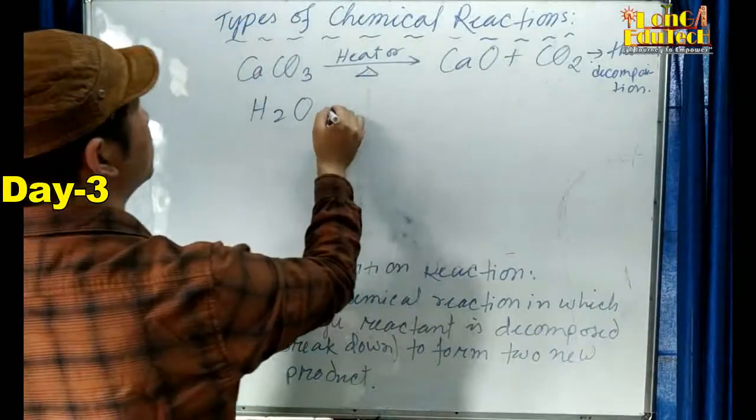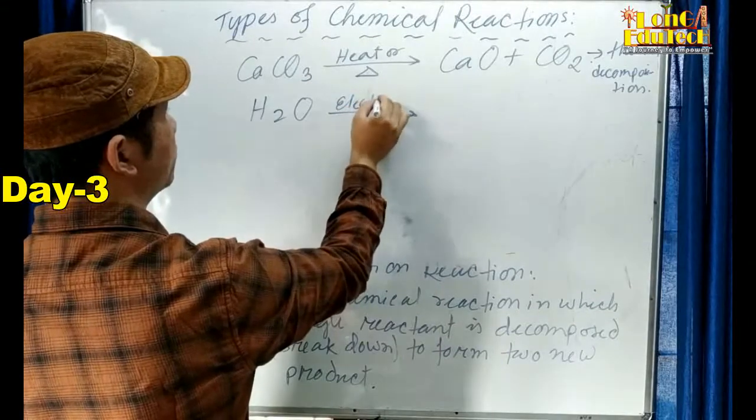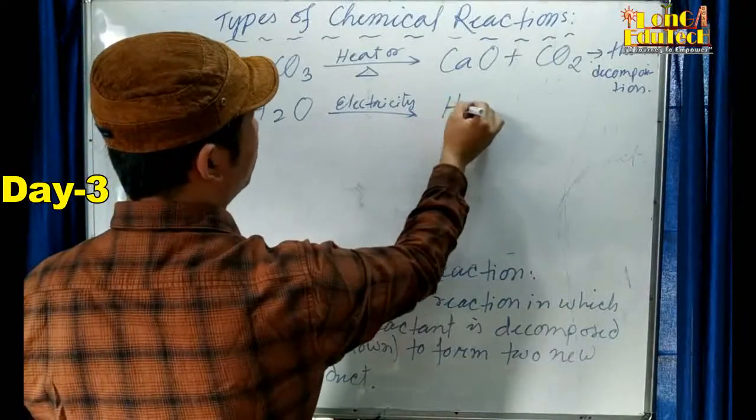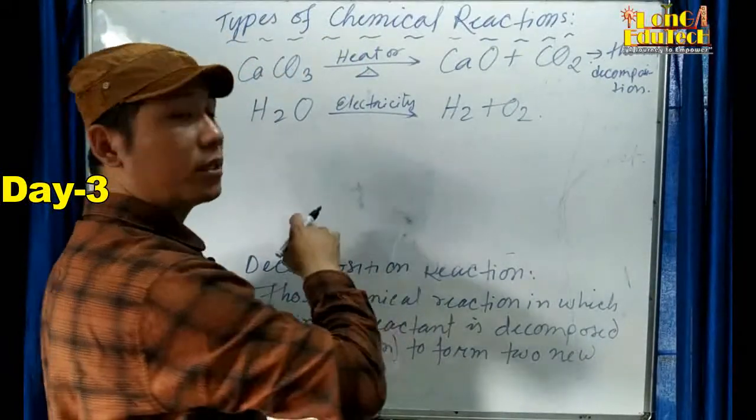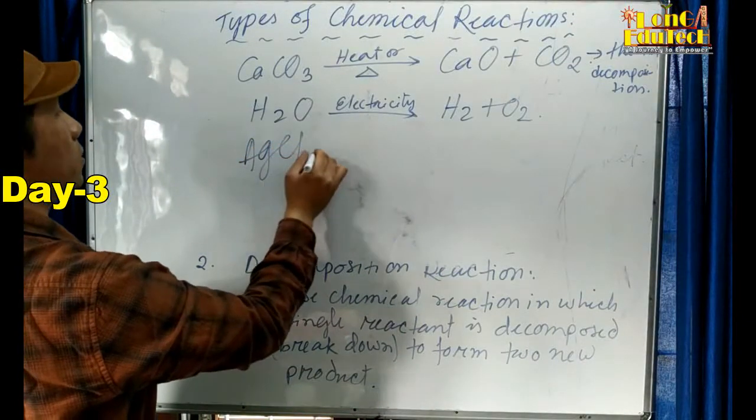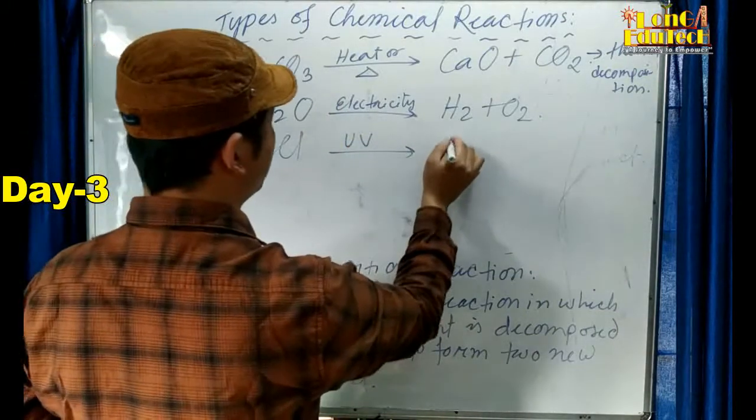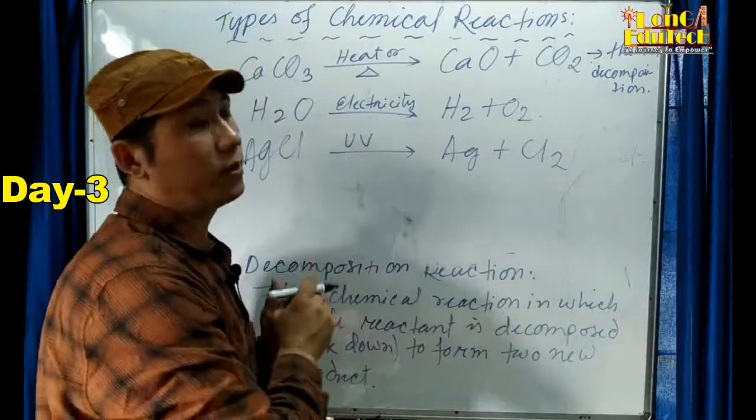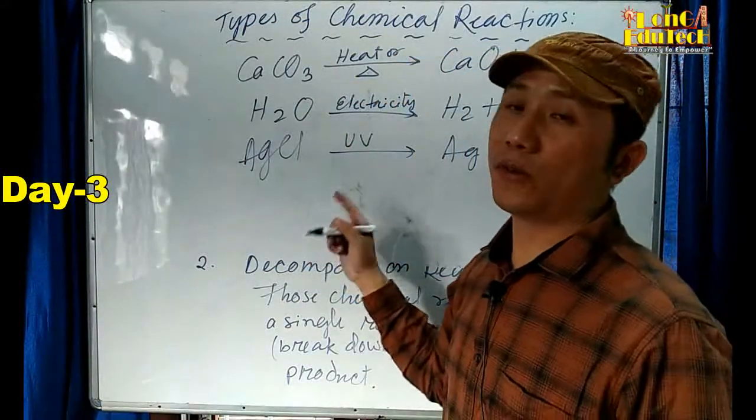Another one is water. When we pass electricity, also called electrolysis, through water, it gets decomposed into hydrogen and oxygen. We also call this electrolytic decomposition. Another one is silver chloride. When we keep it in UV or sunlight, it gives out silver plus chlorine, and the color of the silver chloride will fade and change to black.